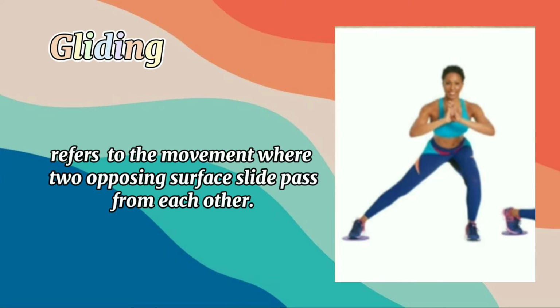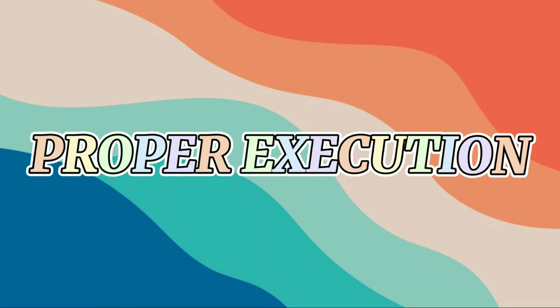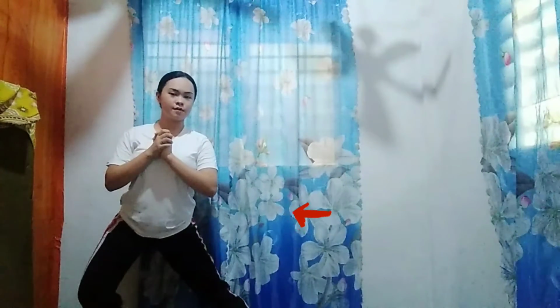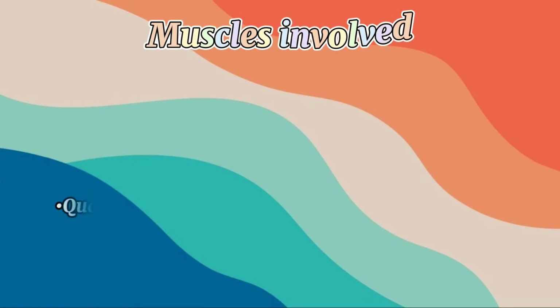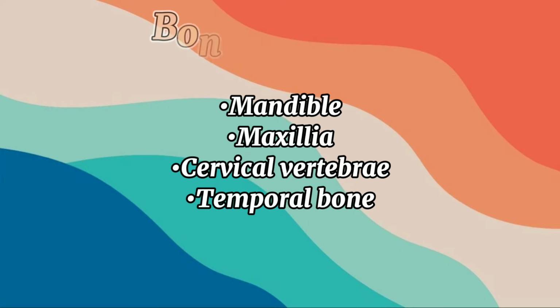Gliding refers to the movement where two opposing surfaces slide past each other. Let me show you the proper execution of gliding. These are the muscles involved in gliding, and the bones as well.